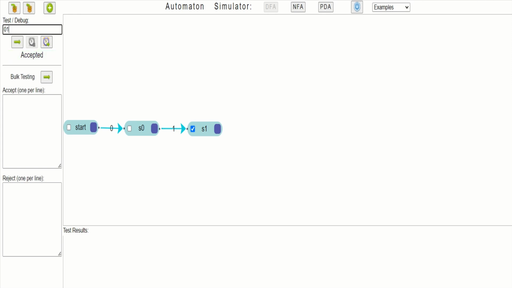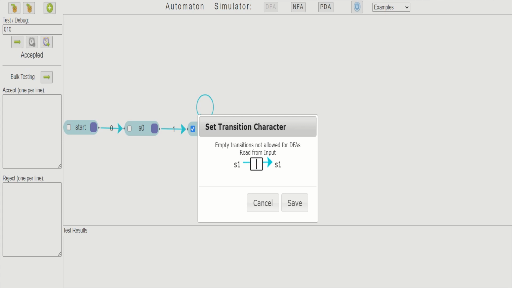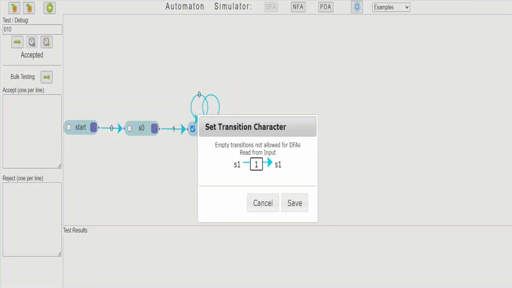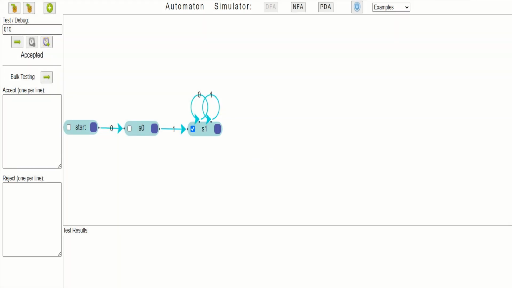Next input is 0, 1, 0. So the final state should loop on itself for 0. Next, 0, 1, 0 is accepted by the automata. Next, we need to self loop on 1. Then the input is accepted by the automata. Next, it will accept all the inputs as given in the language.